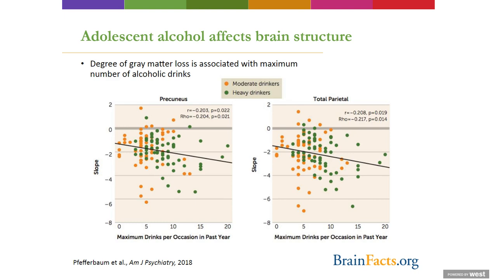And so here, what you can see on these graphs is that the slope of change is impacted by the maximum number of drinks or drinks per occasion that an individual has engaged in, such that we have greater decline in some of those brain regions, greater decline in gray matter or the parts of the brain that do the communicating as a function of how many drinks they've had.